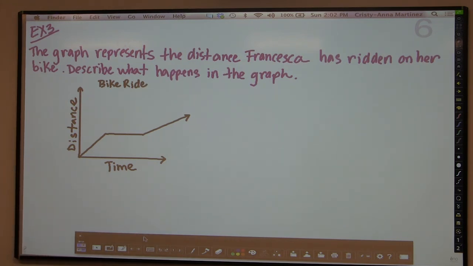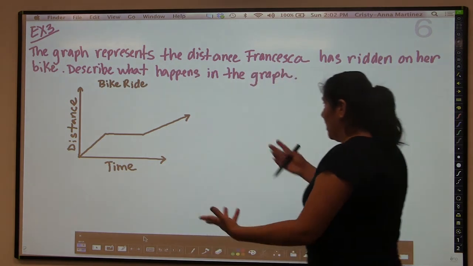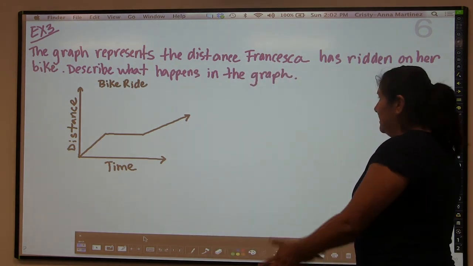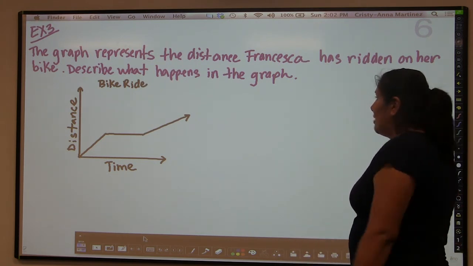And this is probably going to be, hopefully not, but it could be the trickiest one, if you will. We have a graph, and it says that the graph represents the distance that Francesca has ridden on her bike. Describe what happens in the graph.